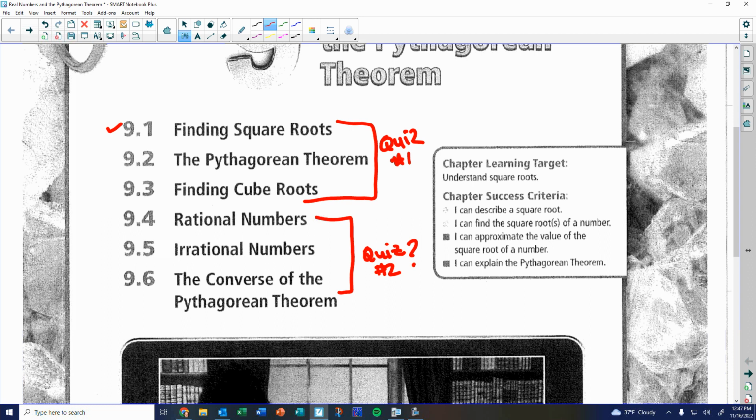We get into rational and irrational numbers later on. You've kind of done that before, like the real number system. You probably had a little bit of experience with that in 6th grade. We're going to refresh that. So that's kind of how this is going to look.